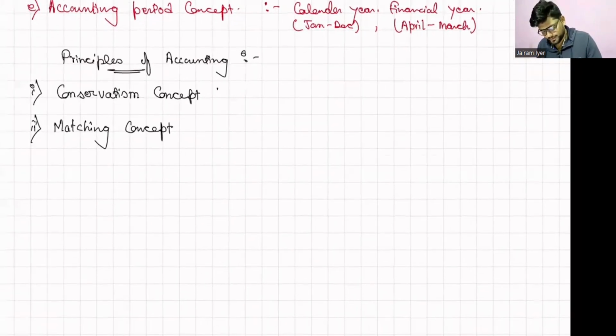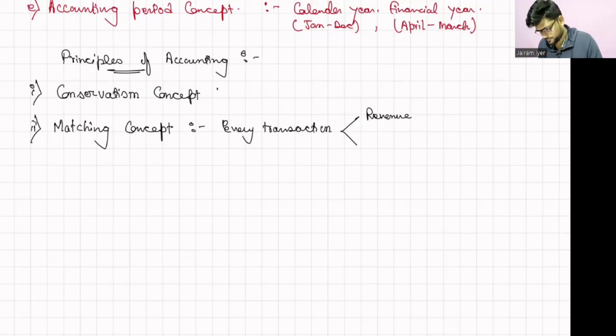That every transaction, okay, I'm writing this, every transaction has two effects. One is revenue effect and one is expense effect. And both are to be identified in the books of account.